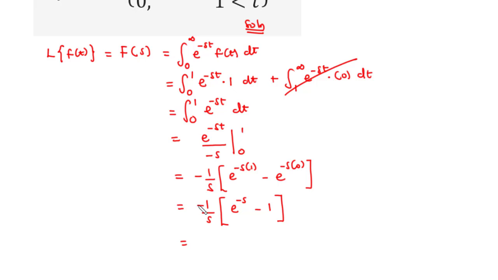If you multiply this negative 1 across, we are going to have 1 over s, and then this becomes negative, so negative e to the power negative s, and then negative negative becomes positive. So we can interchange the positions of these two terms so that we have 1 minus e to the power negative s. So that is the Laplace transform of the function given.